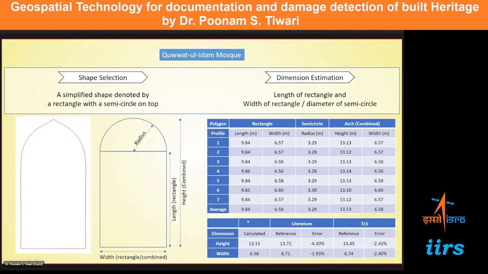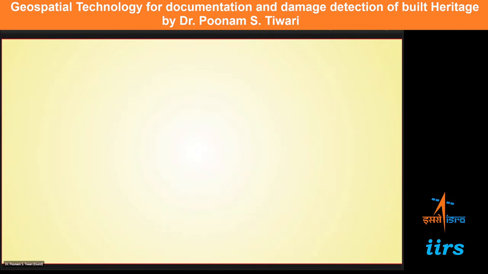What was there in the literature and what we have generated using our terrestrial laser scanner, we found that the error percentage was around 2% only. The literature was some 500 years old, and our scans are of this date, so it is quite a good fit.